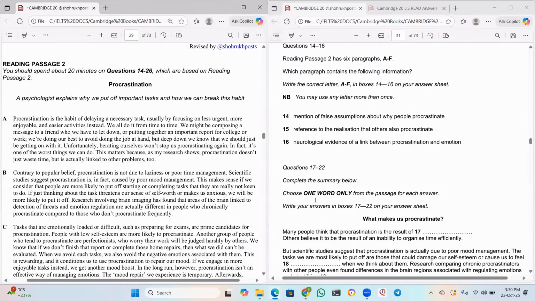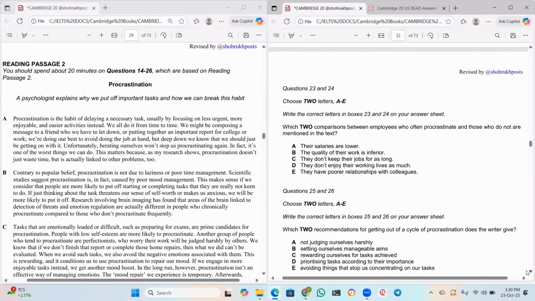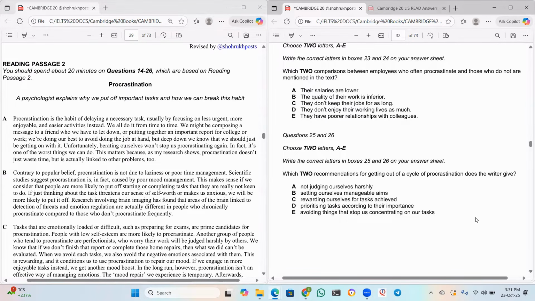On the right hand side, we have questions here. In this passage, we have different types of questions, right? The first one is matching the information. The second type of question is fill in the blanks. And the third type is multiple choice question. You have to pick two options out of five options.